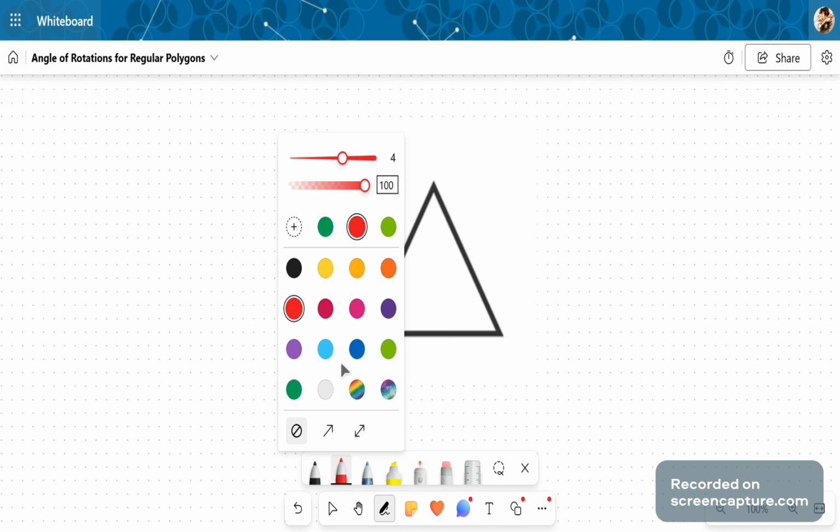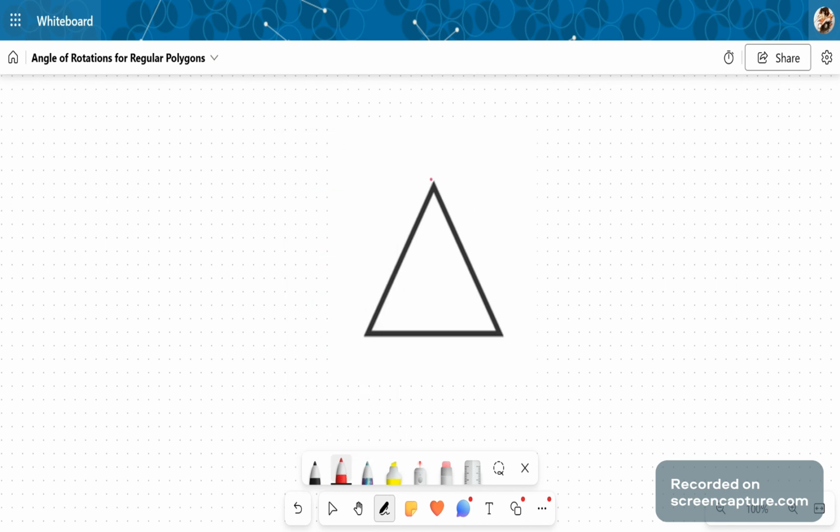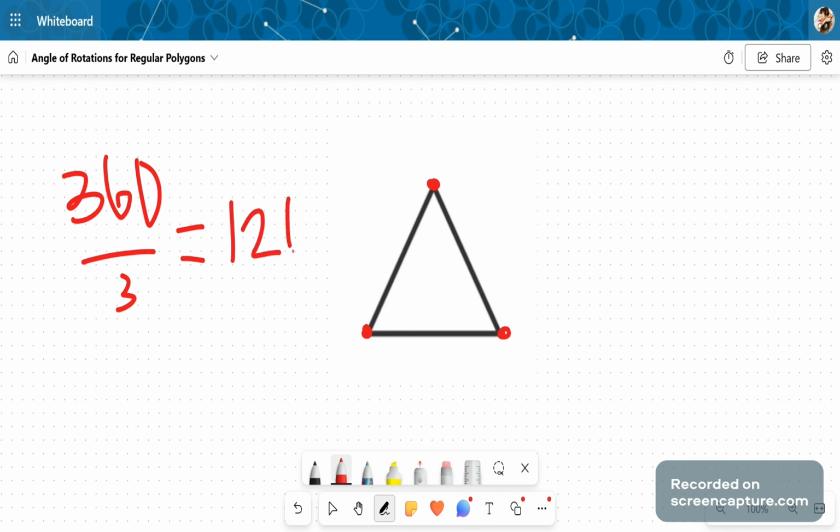Let's check your answer. So a triangle has 3 vertices, so it'll have 3 lines of symmetry. So you take 360 and divide it by 3 to get 120 degrees. So if you rotate this triangle 120 degrees, it will look exactly the same as what you started with. If you rotate it again, 240 degrees in total, so it would be another 120 degree rotation added on, it would look exactly the same.